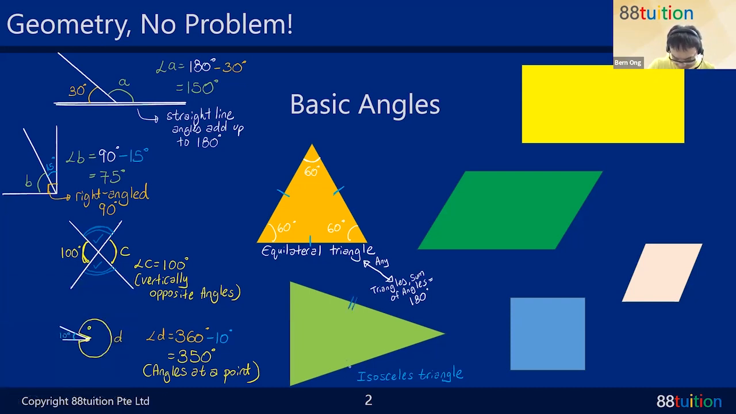Isosceles means two of this same length. If the two of this same length, the corner base angle is also the same. So these two are of the same angle, same size. Okay, so you need to know that it's called an isosceles triangle.